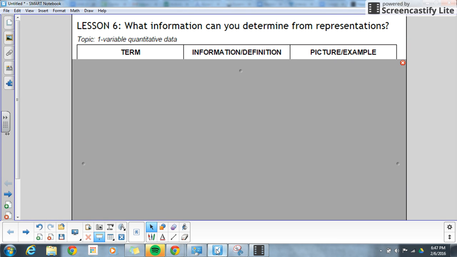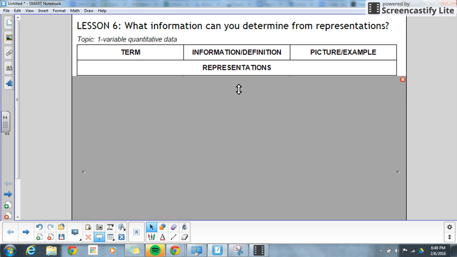Alright, so today we're going to start one variable statistics. We've been looking at two variables on a scatter plot, but we're going to go back to one variable. A lot of this will seem familiar, but it's important to get the details down so we're all using the same vocabulary. We're first going to talk about the representations.